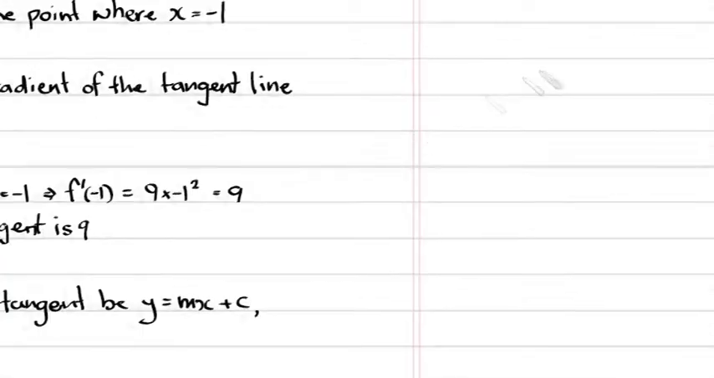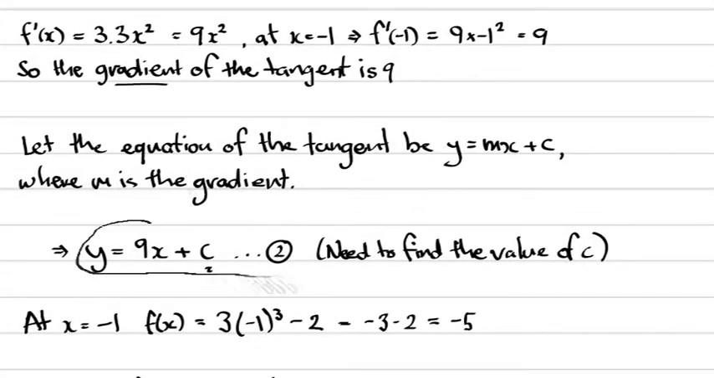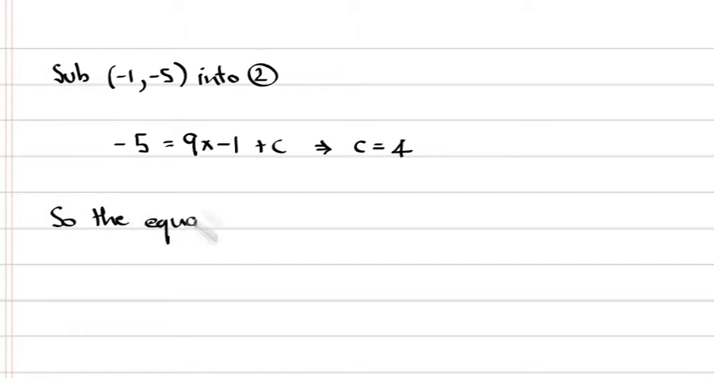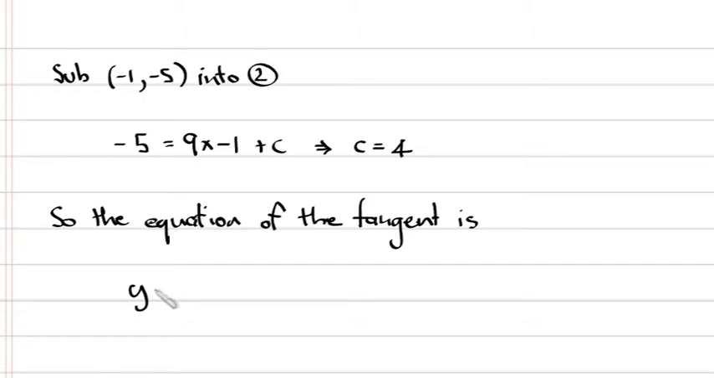So if we substitute x equals minus 1, y equals minus 5, or that point, into the equation for our tangent, which is equation 2, then we get minus 5 equals 9 times negative 1 plus c, and quickly rearranging that, we can see that c is equal to positive 4. So the equation for the tangent line that we've been looking for is y equals 9x plus 4.